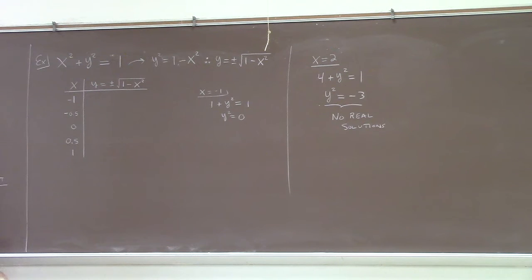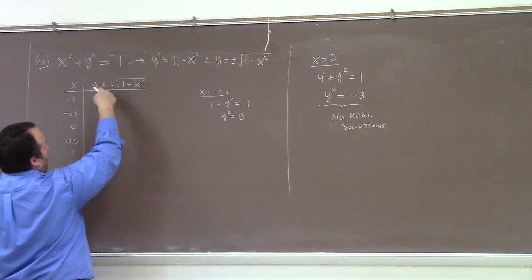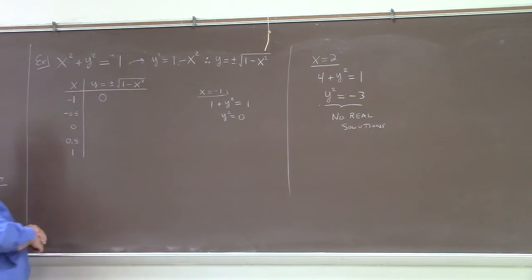Which would give me the solution y is what? 0, right? Subtract 1 from both sides. y squared is equal to 0. So plugging in minus 1, I can see y is 0. If you weren't able to do the algebra I did, you should still be able to get that by just plugging the number into the equation directly, right?